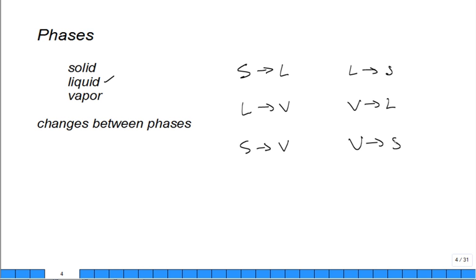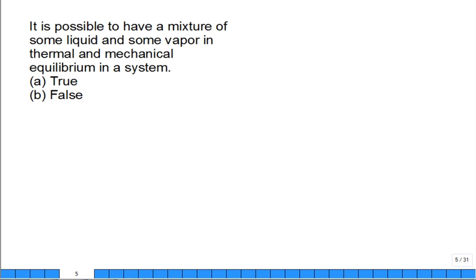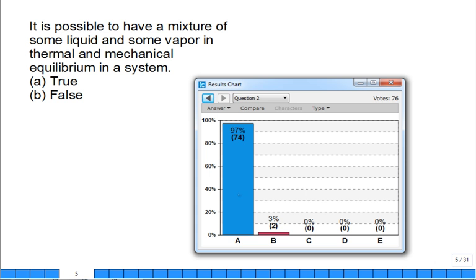All right. Is it possible to have a mixture of some liquid and some vapor in thermal and mechanical equilibrium in a system? You say, yes, it's possible. Answer, true. Say, no, I don't think it's possible. Answer, false. It is possible to have a mixture of some liquid, some vapor in thermal and mechanical equilibrium in a system. It is true. You can have that.